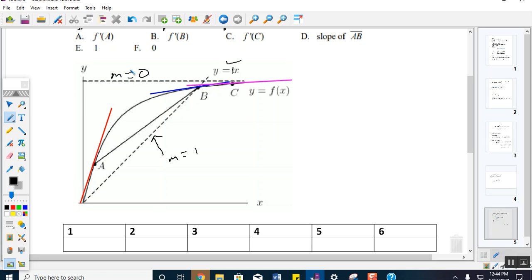Now, guys, I'm just talking about those 3 tangent lines that I drew in there: f prime of A, f prime of B, and f prime of C. The slope of AB is a solid line that connects A to B. And then 1 represents this dotted line right here, and 0 represents this dotted line up top. So we've got to order these from least to greatest. All those slopes appear to be positive except for what? The 0. So what has to be the least value here? Letter F, right? So F is going to be the least.